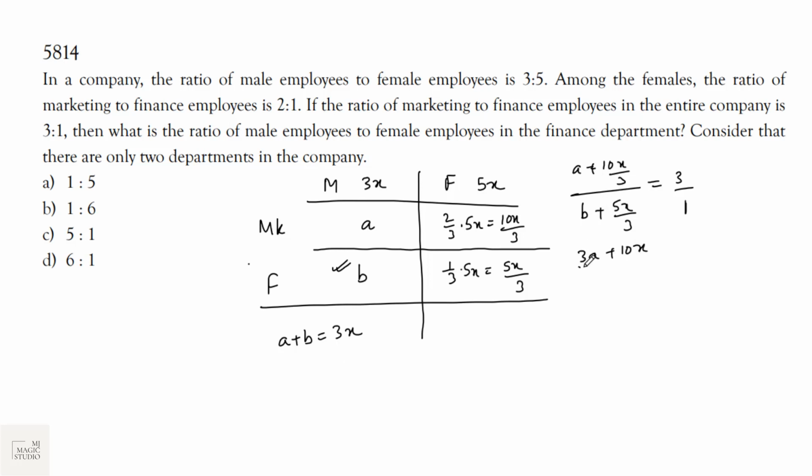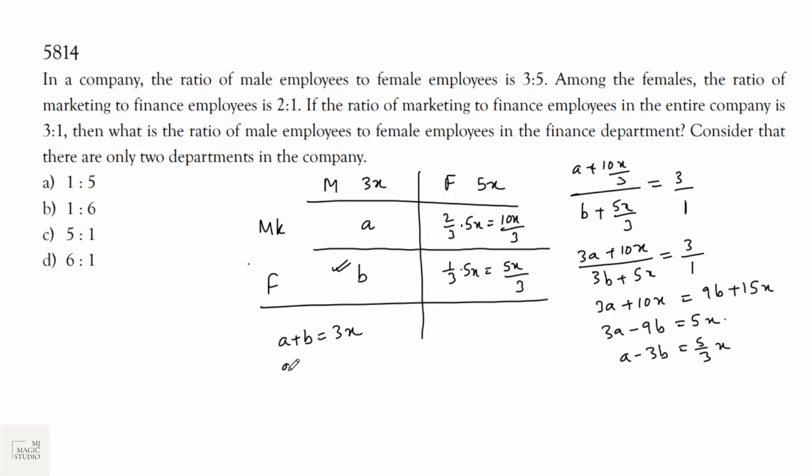So let us solve this. 3a plus 10x upon 3b plus 5x is 3/1. 3a plus 10x equals 9b plus 15x. 3a minus 9b is 5x, or a minus 3b is 5/3x. a minus 3b is 5x by 3. I need the value of b, so let me subtract this. 4b equals 9x minus 5x by 3, 4x by 3. That means b is x by 3. We got it, x by 3.